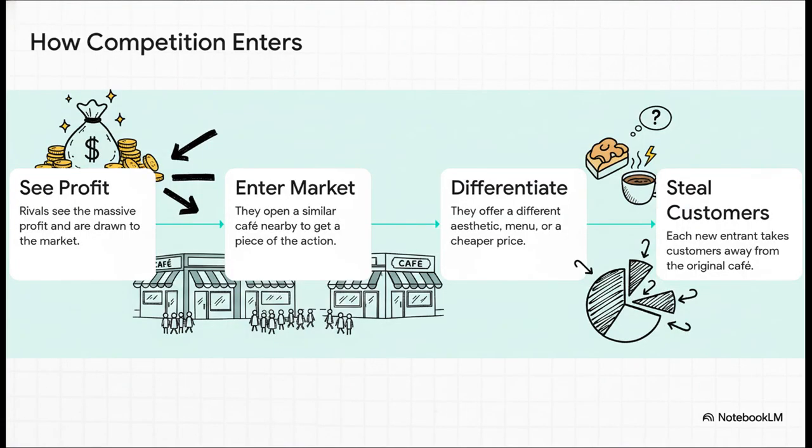And this is exactly how it happens, step by step. Other entrepreneurs see those profits and they're drawn in like moths to a flame. They don't have to reinvent the wheel, they just copy the successful formula and add their own little twist, a slightly different aesthetic, maybe a signature pastry, maybe just a slightly lower price. And with every new cafe that opens, a little slice of the original's customer base gets peeled away.